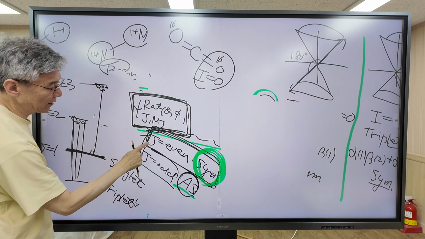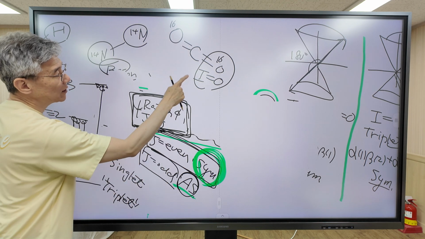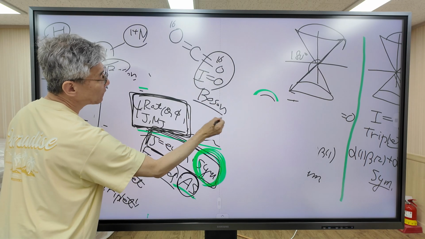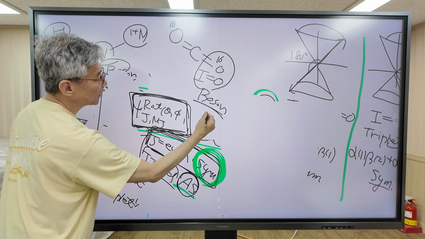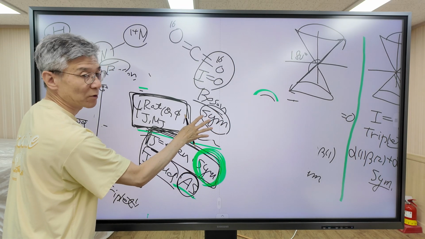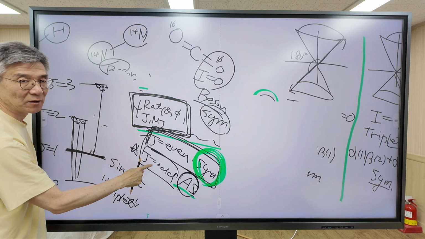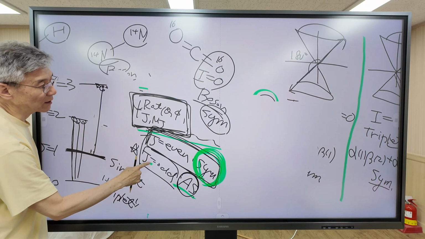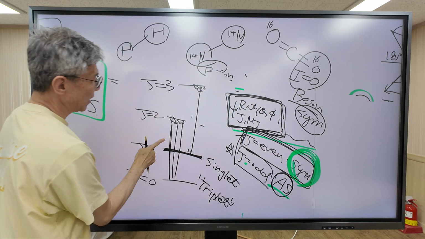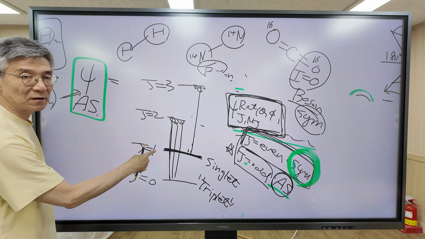But as I said before, even J is symmetric, odd J is anti-symmetric. But still, this oxygen atom is a boson. So the wave function that represents this molecule must be symmetric. This requirement still applies. But this rotational state is anti-symmetric. This rotational state does not satisfy this condition. So in the oxygen molecule, this state does not exist.